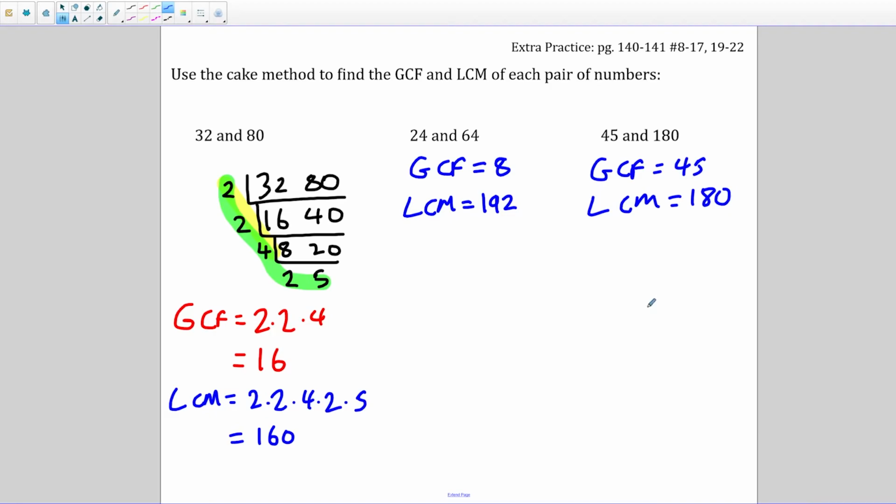So we can see that one of the main benefits of using the cake method is that we don't need to worry about using factor lists or multiple lists in order to find the GCF and the LCM. What this does is it gives us a very streamlined way of figuring out what that GCF and LCM are at the exact same time.